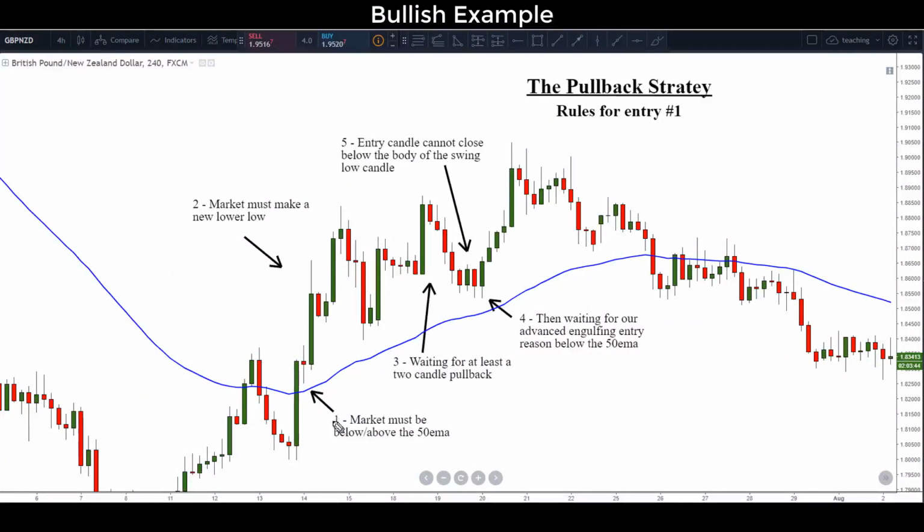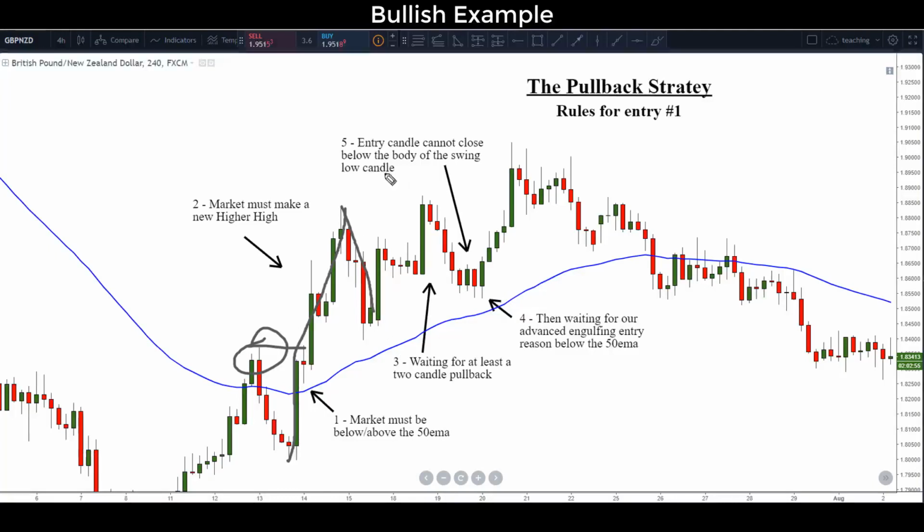The first question we have to ask ourselves: did we break above the 50 EMA and is price trading above that level? The answer to that question is obviously yes, we did do that. The next question we have to ask ourselves after checking that off is, did the market make a new higher high? Sorry about that, guys. And the answer to that question, of course, is yes as well. We did break above the 50 EMA and we made a new higher high than the previous high. The next question we have to ask ourselves is, did we get a 2 candle pullback? The answer to that is yes.